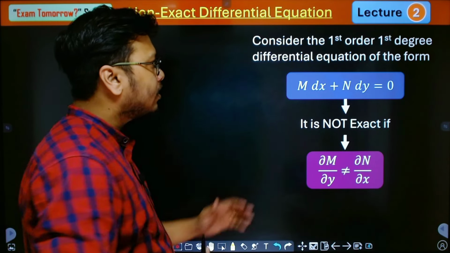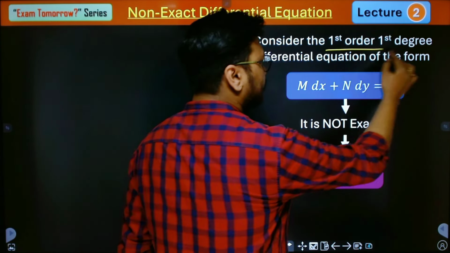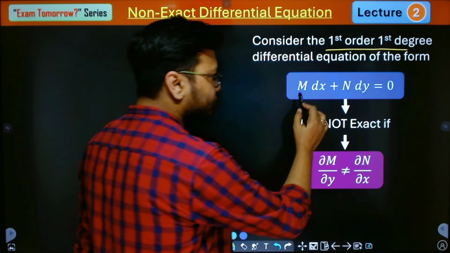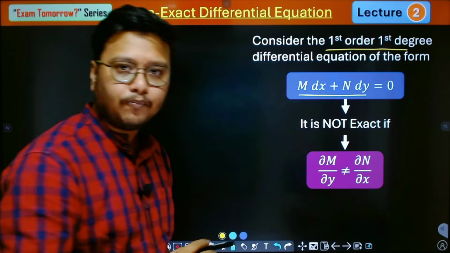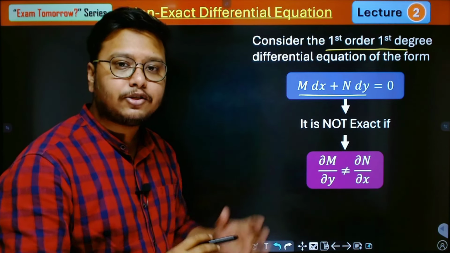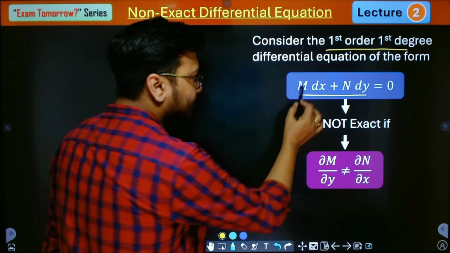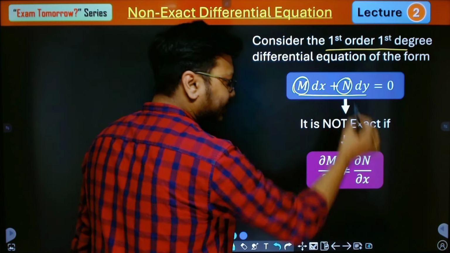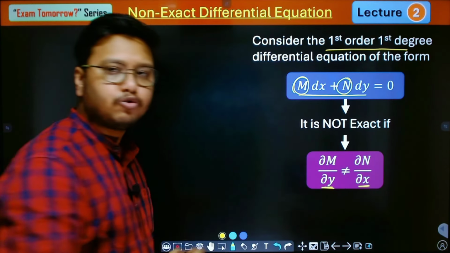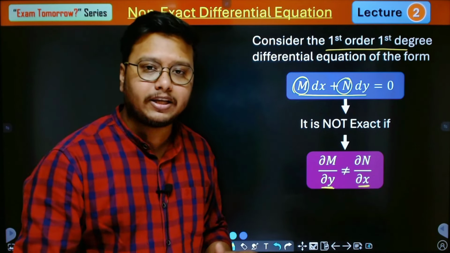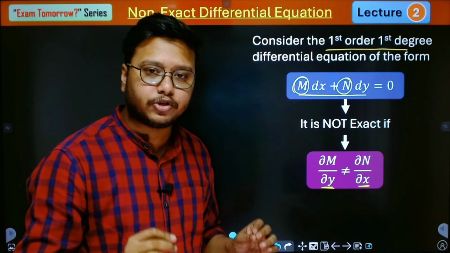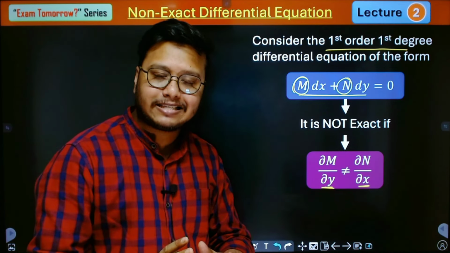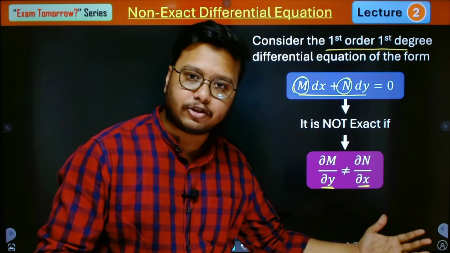Suppose we have a differential equation of first order and first degree. And we already know that such a differential equation can be written in this format, M dx plus N dy equals 0. Now this differential equation is going to be non-exact if the partial derivative of M with respect to y and the partial derivative of N with respect to x are not equal. If they are equal, then that's exact, and that topic we have discussed in lecture 1.